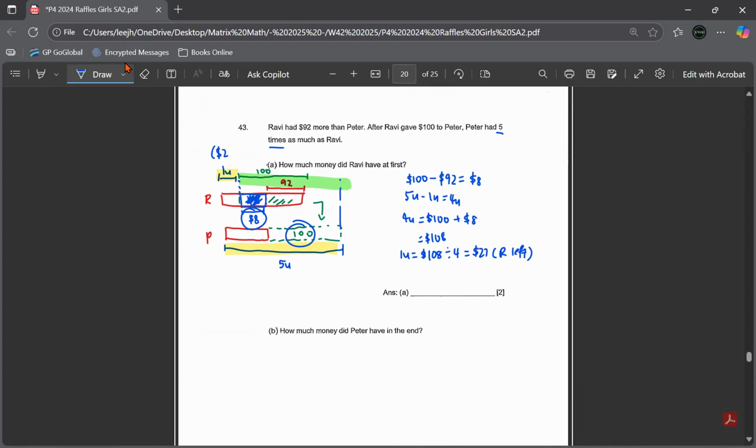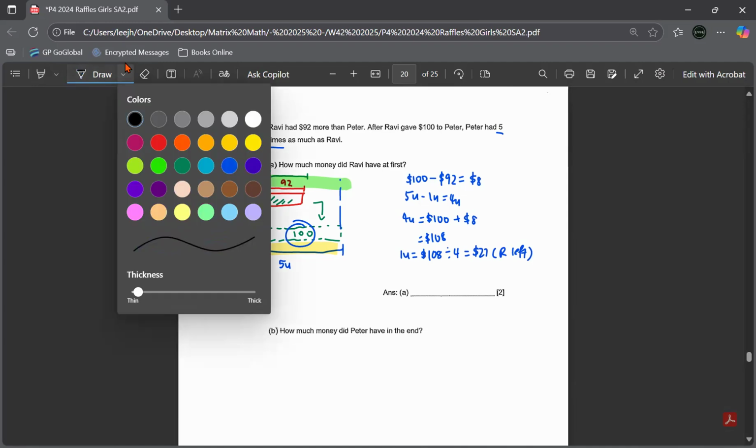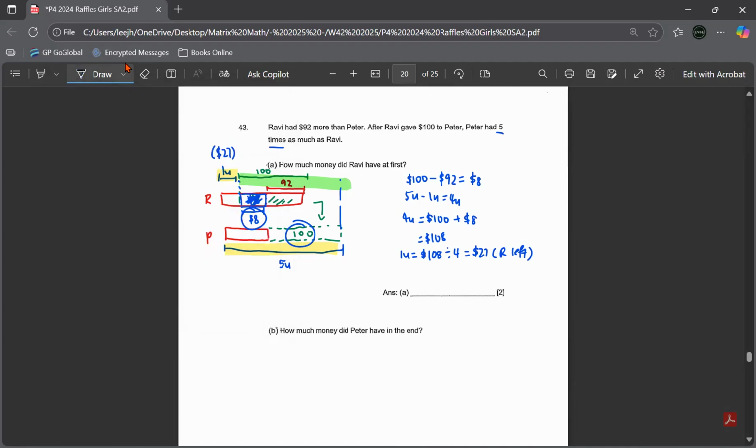So this is $27. But I want to find X first. I use black. Ravi at first is what? So this is 27, right? He gave away 100 to Peter. So it's 27 plus 100. So $27 plus 100. $127.